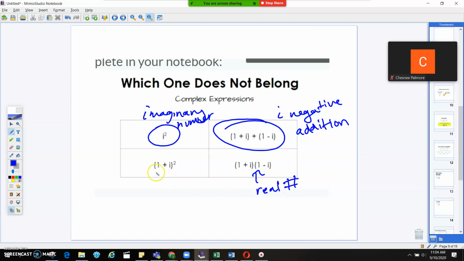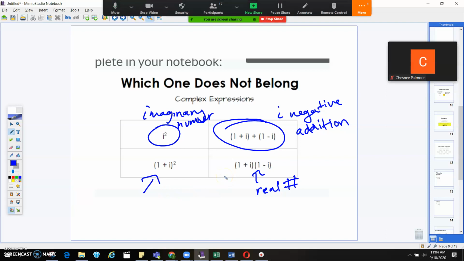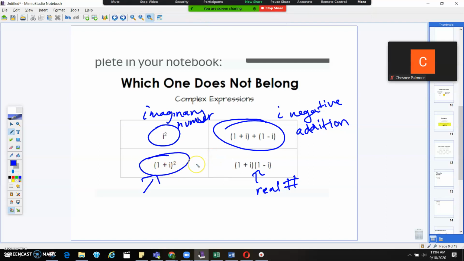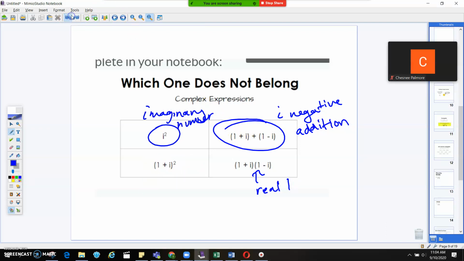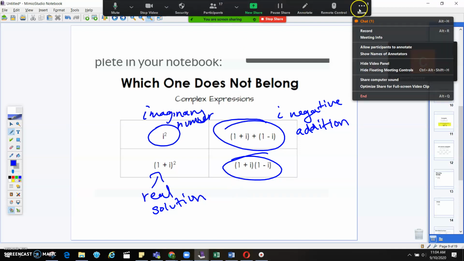Okay. All right. What about this one? What about this box right here? That's the one that was for you. Okay, gotcha. So he's saying that this one will result in a real solution. Okay? And then what about this fourth box? Why wouldn't it belong with the other ones? Because what?